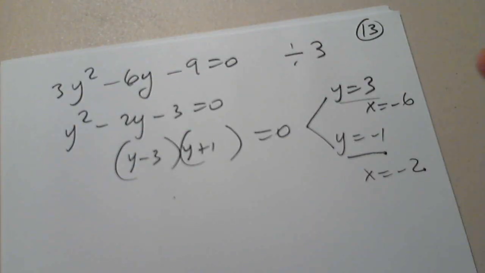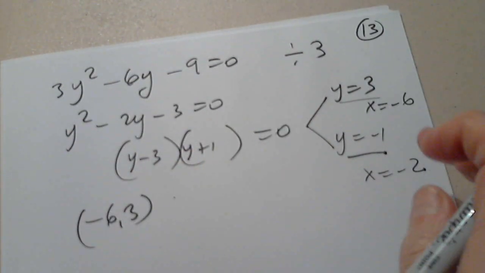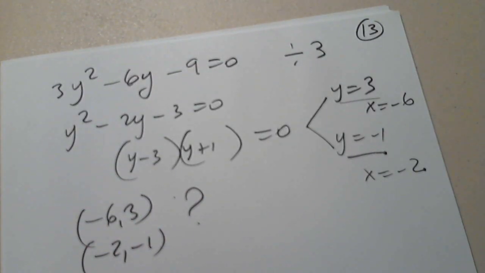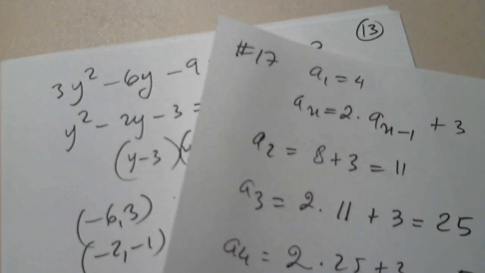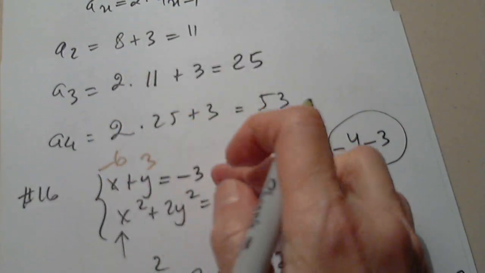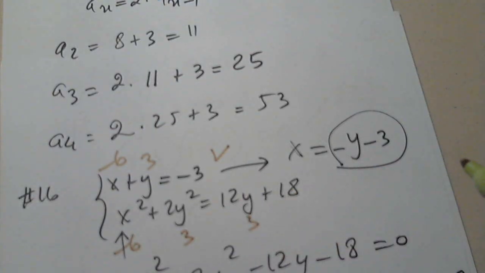We claim -6, 3, and we claim -2, -1. Do they work? I don't know. So negative 6, 3 first. Yeah, this is okay.